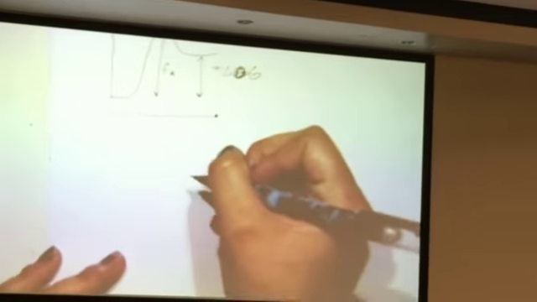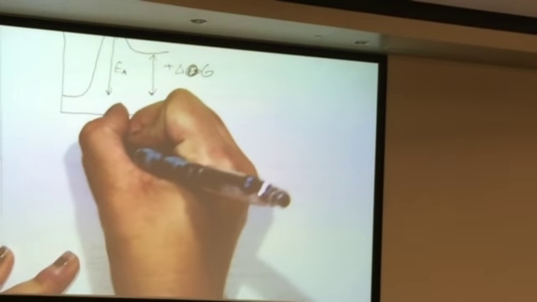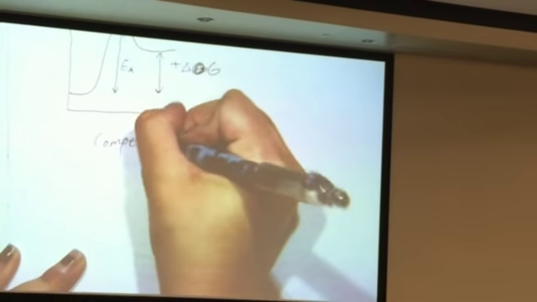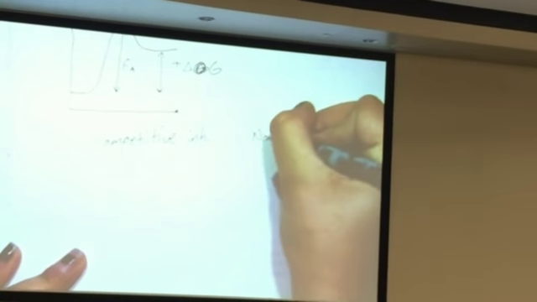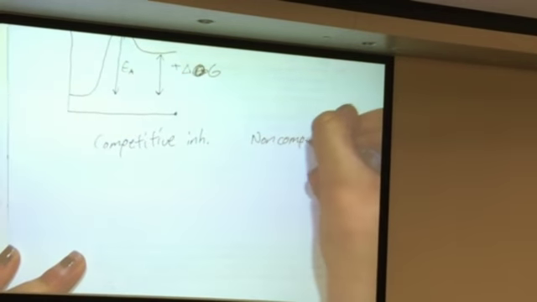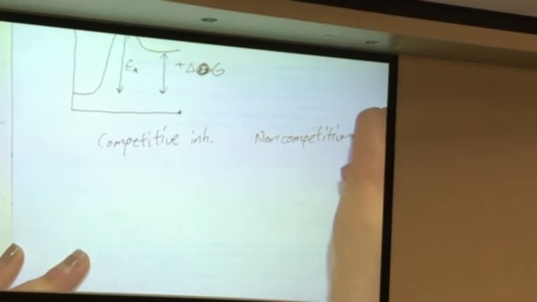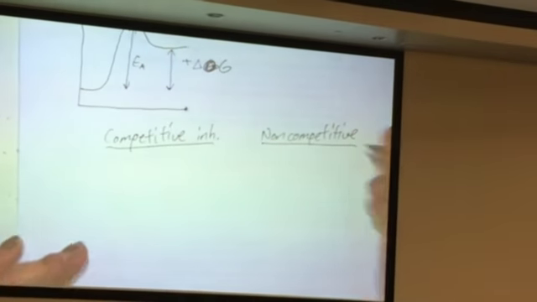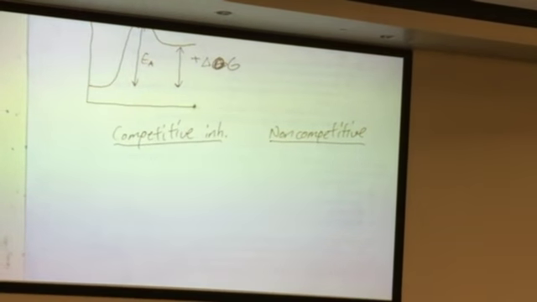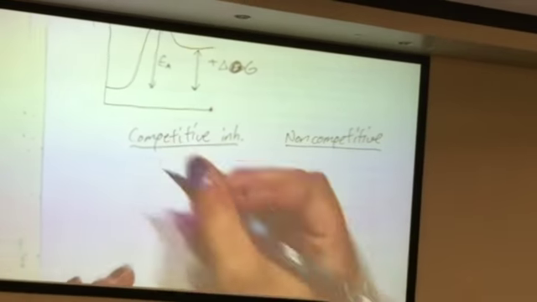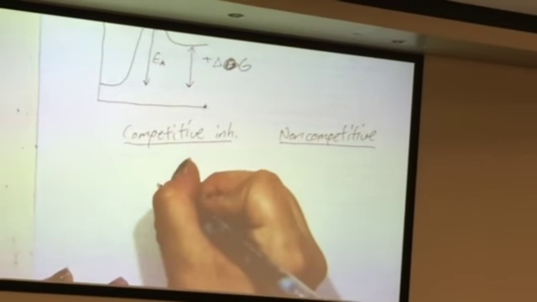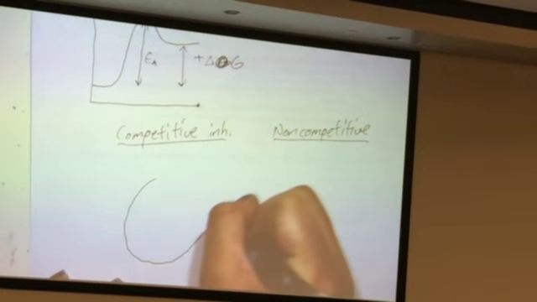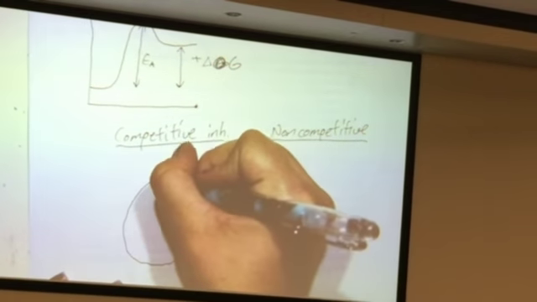The easiest way to do it is to draw the pictures. We have competitive inhibition, and we have non-competitive. Competitive competes. Non-competitive is not. Alright, you guys got it, right? Move on. Anyway, so let me go ahead and draw this guy, and then we'll do this.